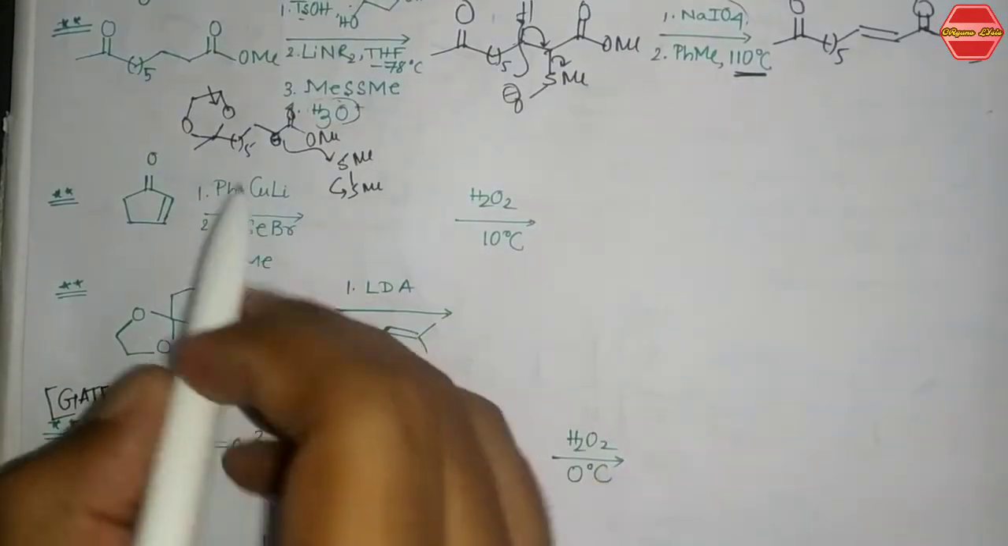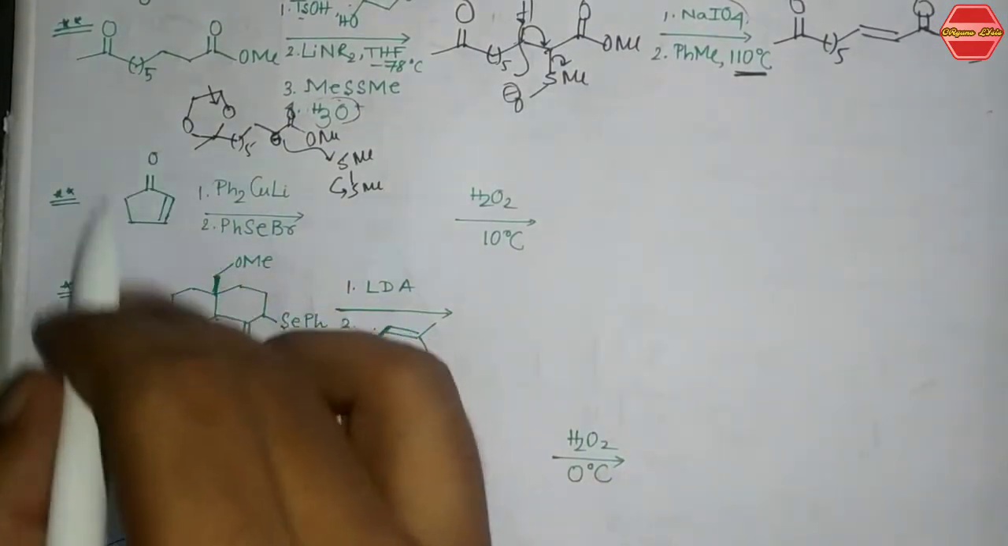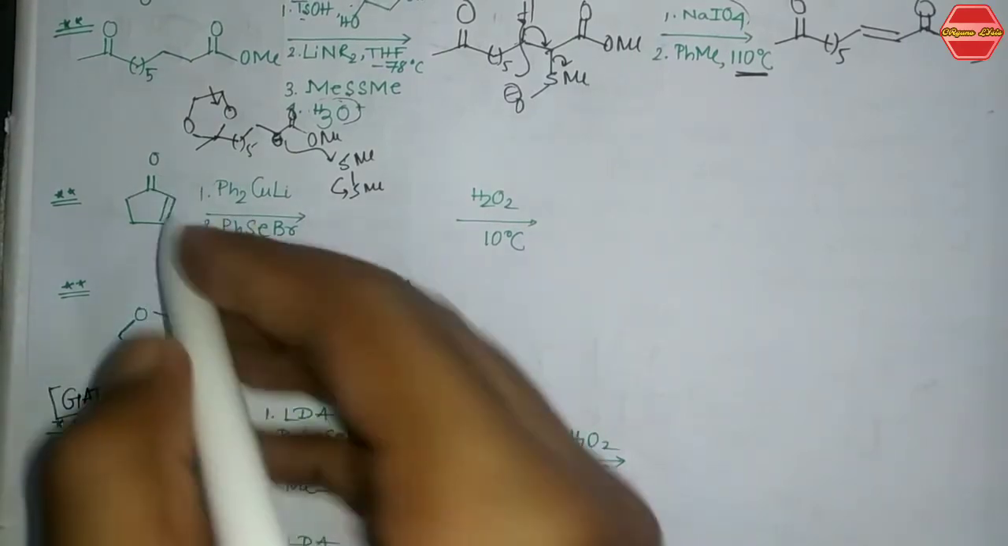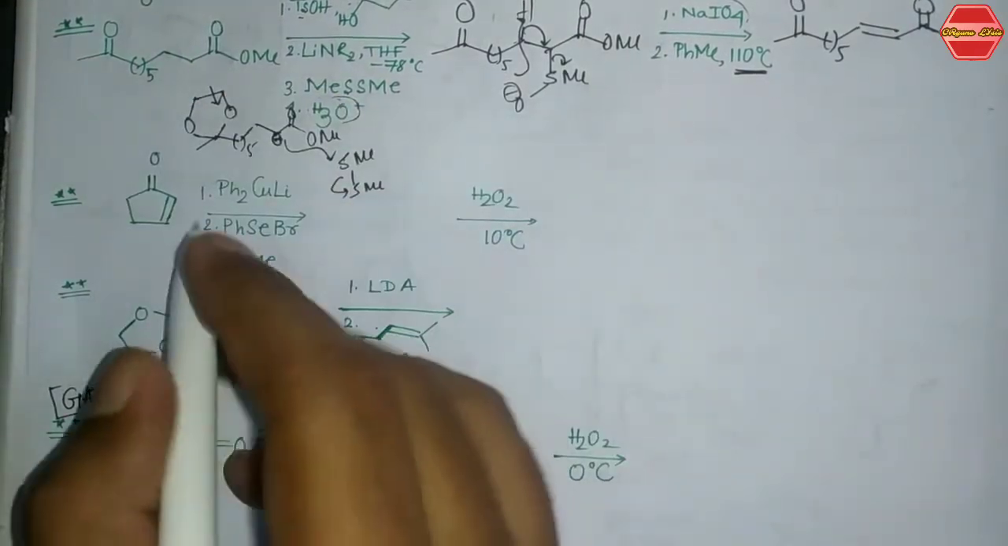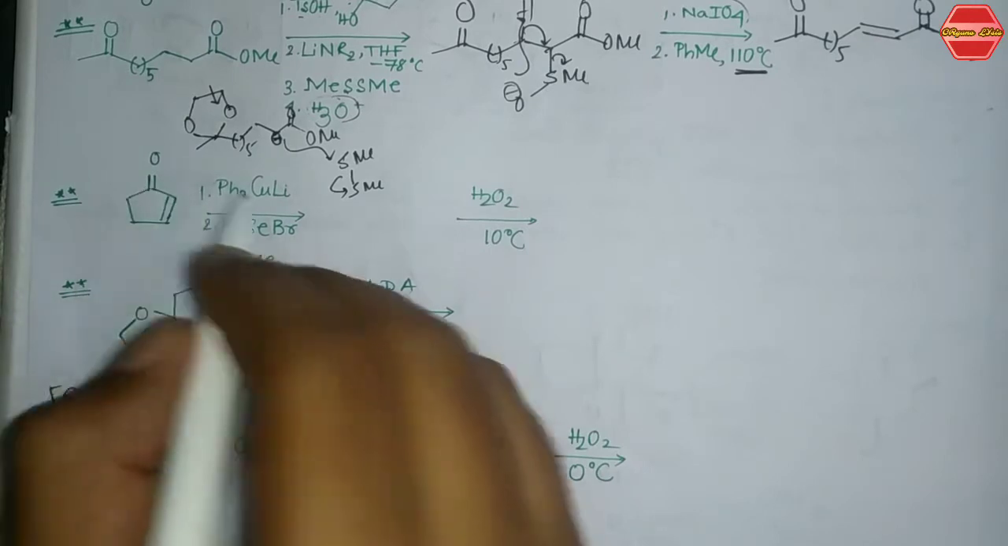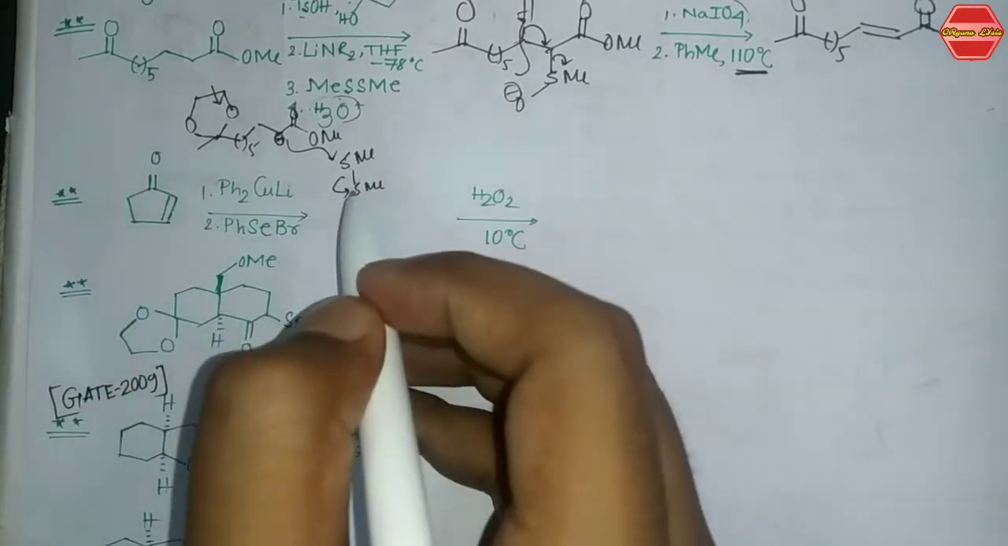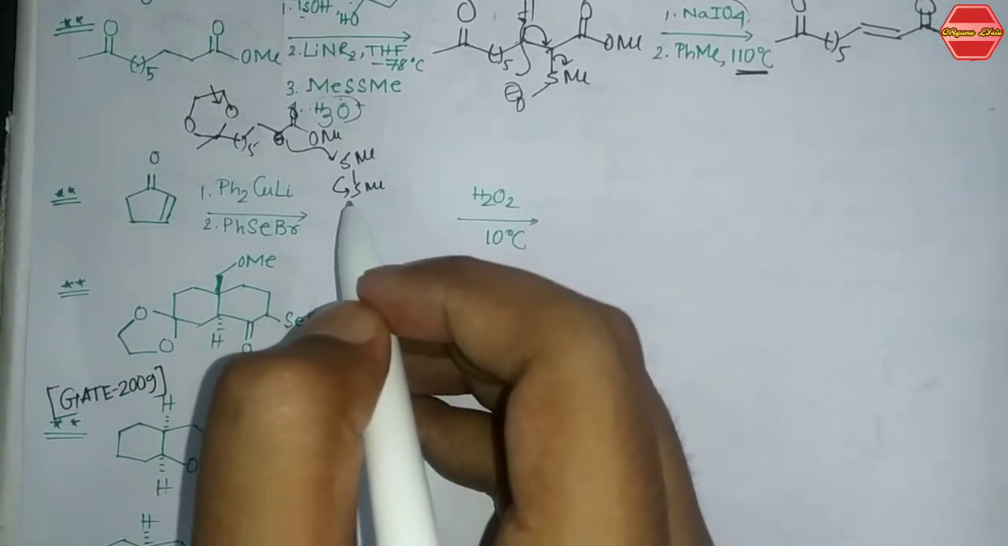Now the next example says that if you have the cyclopentenone, an alpha beta unsaturated ketone, and you are using this compound in the presence of Ph2CuLi, this is your alkyl cuprate reagent.